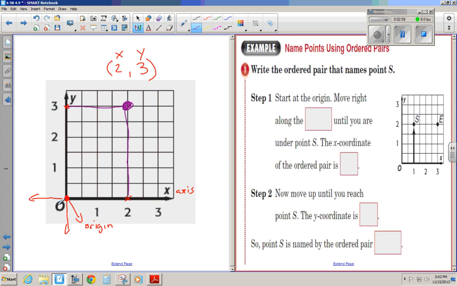Alright, so always start at the origin. Move right along the x-axis until you are under point S. The x-coordinate of this ordered pair is 1. Now move up until you reach the point S. The y-coordinate is 2. Now you know the ordered pair is 1, 2.